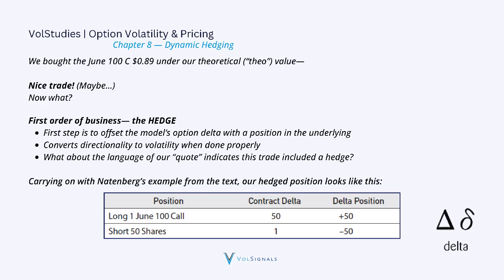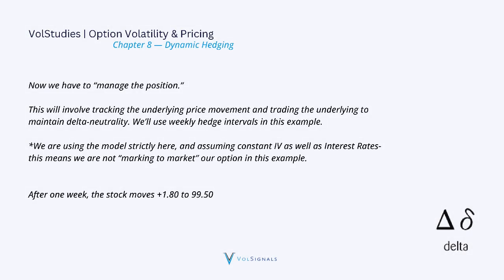Of course, that's the initial position. Now, lucky us, we get to manage the position, right? This for us is going to involve tracking the underlying price movement and trading the underlying to adjust our hedge and maintain delta neutrality. That's net zero across the option and the underlying shares.